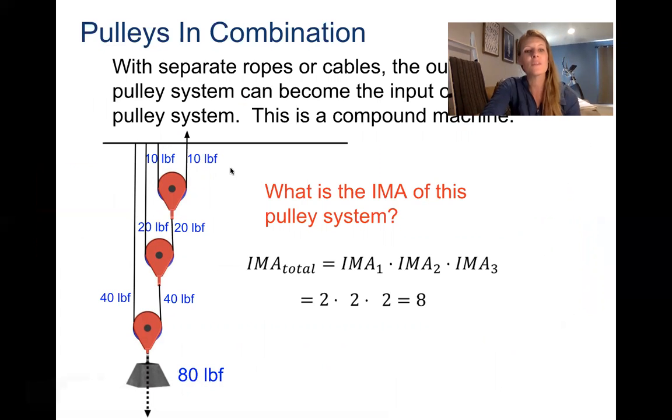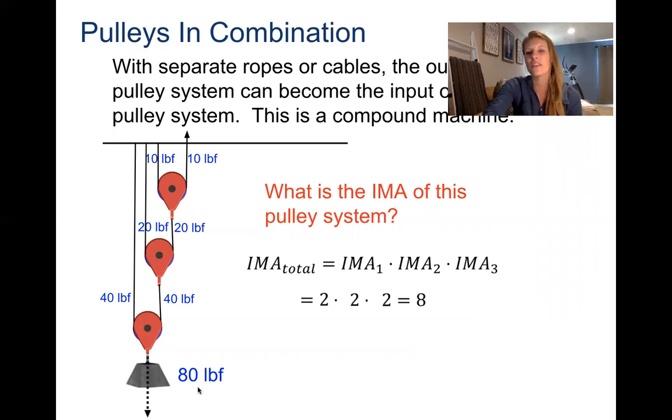What you would do is multiply IMA 1 times IMA 2 times IMA 3. That's how you get your ideal mechanical advantage. All three of those, you multiply together. In this case, this one has a mechanical advantage of 2, this one 2, this one 2, because remember it's the number of strings. 2 times 2 times 2 gives you an ideal mechanical advantage of 8.